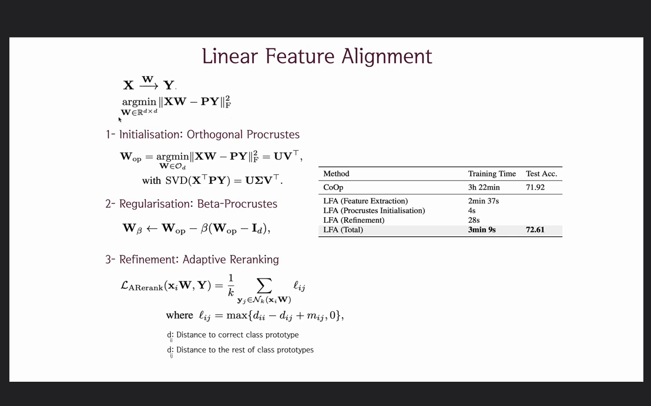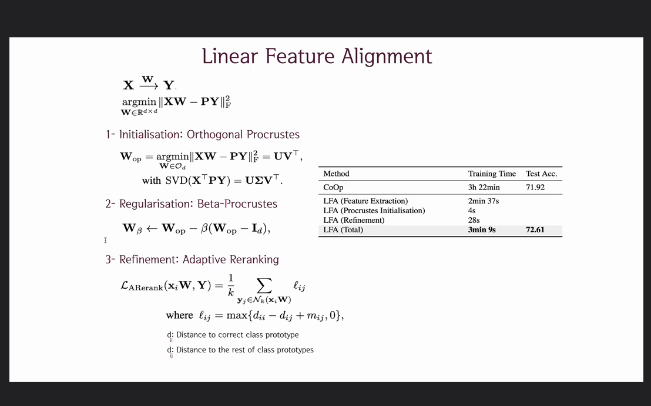So first, to find the closed form solution, we add the constraint that the linear map be an orthogonal mapping, and given this constraint, we can find a closed form solution called orthogonal Procrustes, which is just the SVD of the image features transposed times the text features. Then, after finding this solution, we generally have a problem of overfitting, and we lose performance compared to the zero-shot case. So we do a regularization step where we push the orthogonal Procrustes result to be close to the identity mapping, and here we get better results.